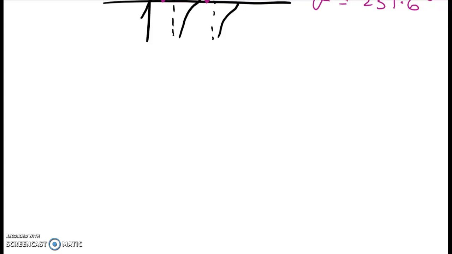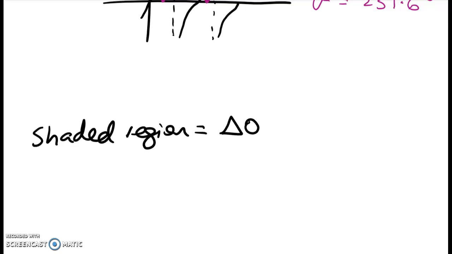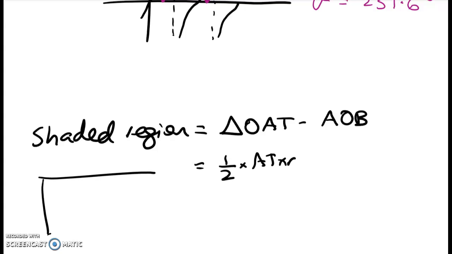So we're going to write some words for this. The shaded region is equal to the triangle OAT, minus the sector, and I've just written that as AOB. The area of the triangle is half times the base times the height, right? So I'll just draw that triangle out there. There's A, there's O, and this is length r, and that's T. The angle theta is in here.